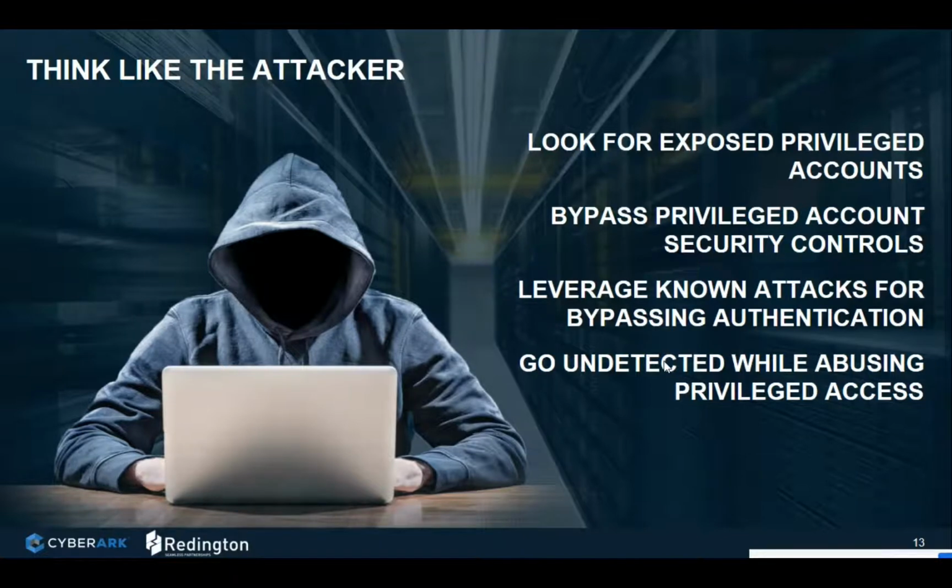So what are the things an attacker looks for? They look for the exposed privilege accounts. They look for the bypass. How can you bypass the privilege account security controls? They basically leverage known attacks like pass the hash, as I mentioned earlier, and golden ticket attack, in order to bypass the authentication. And very importantly, they will be completely hidden during the activity. They try to hide themselves. They try to remove the evidence so that you will not be able to catch them. And of course, they will have the easy escape, right? So we need to think like an attacker in order to give you the proper security to it.